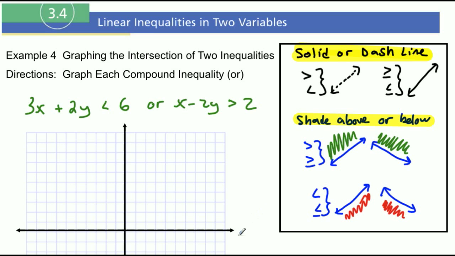In this example, we're also going to be graphing a compound inequality, but now we're going to do OR. The last example was AND, when we graphed both of them and we only shaded where they're both true. Now we want to know when it is true for the first inequality or the second one. So most of the graph is going to be shaded. There'll only be a small section that is not.